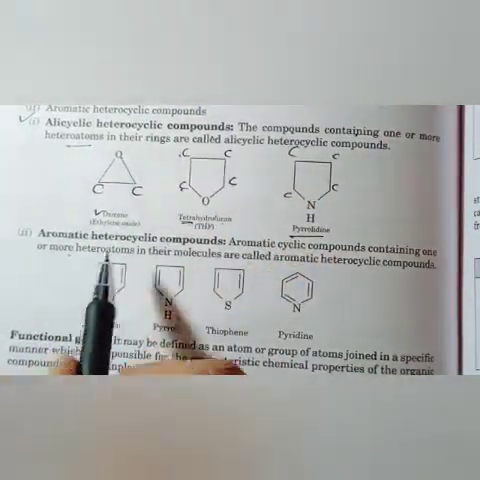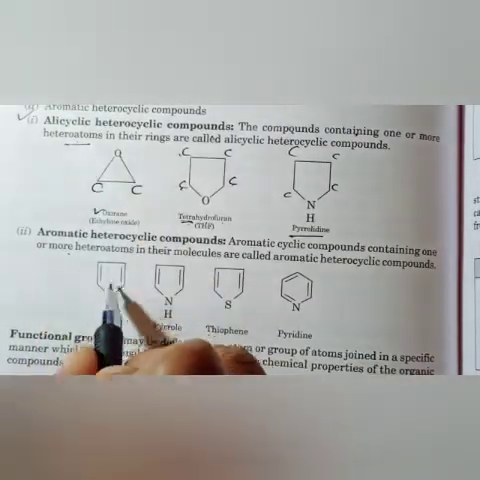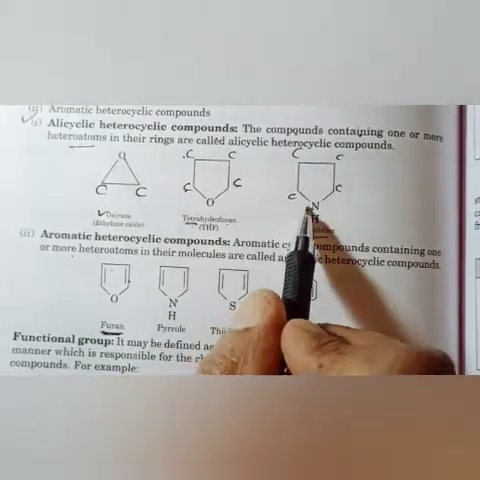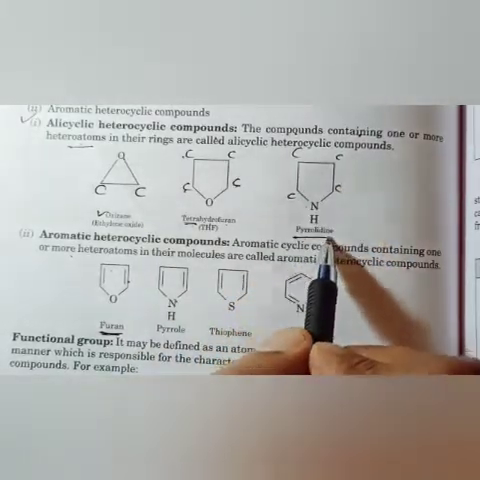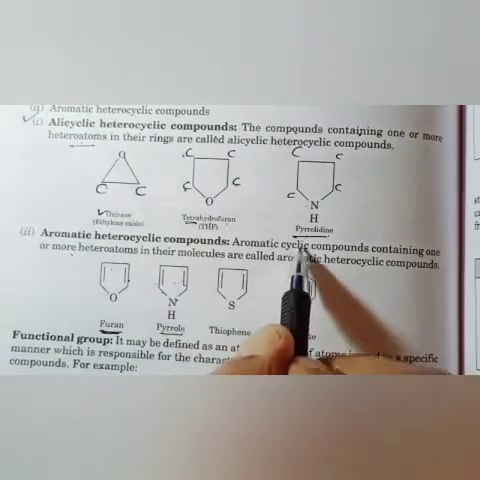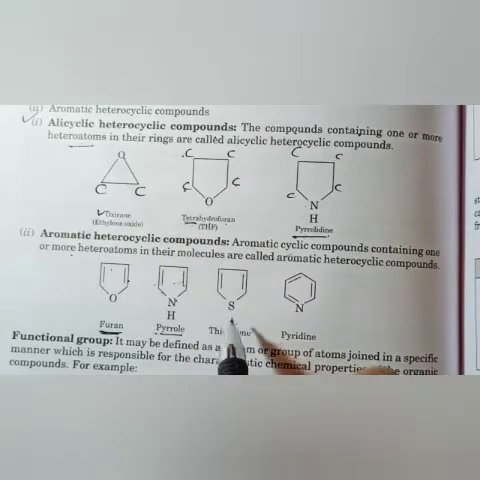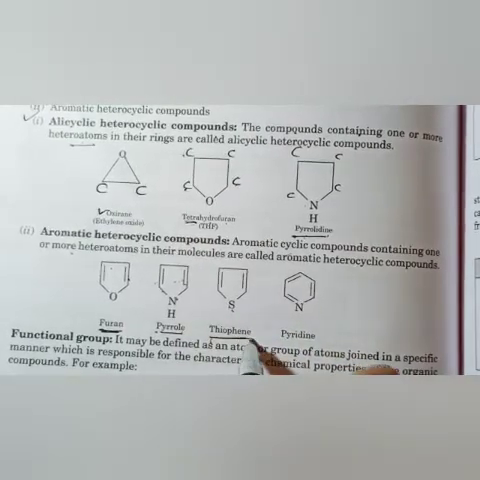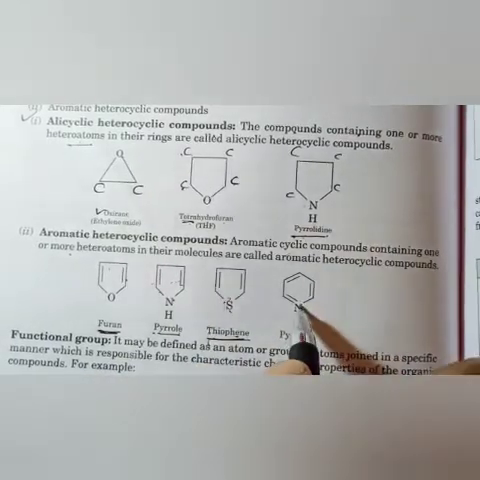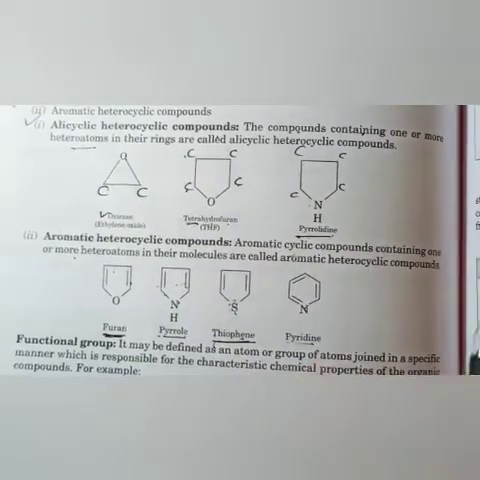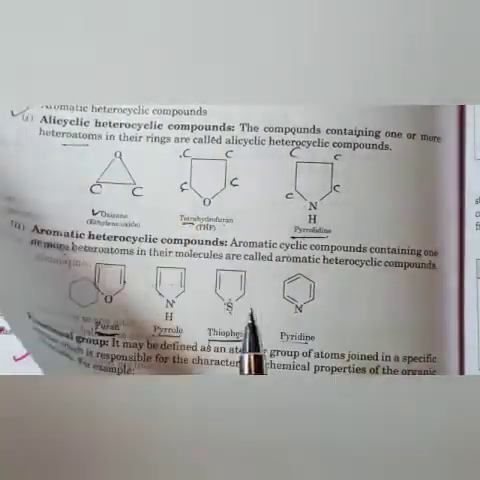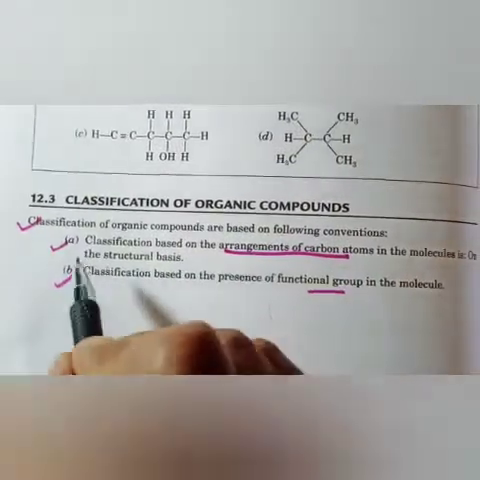Now the aromatic compounds have the same structures. When a double bond is there, the name becomes furan. When NH is there without double bonds, it is pyrrolidine; with double bonds and NH, it is pyrrole. This is the name change. With S, it is thiophene. With nitrogen, it is pyridine. So, dear students, these are the classification of organic compounds on the basis of structure.